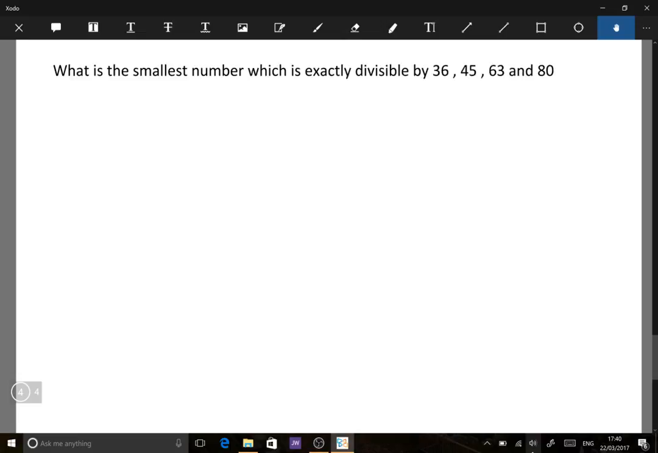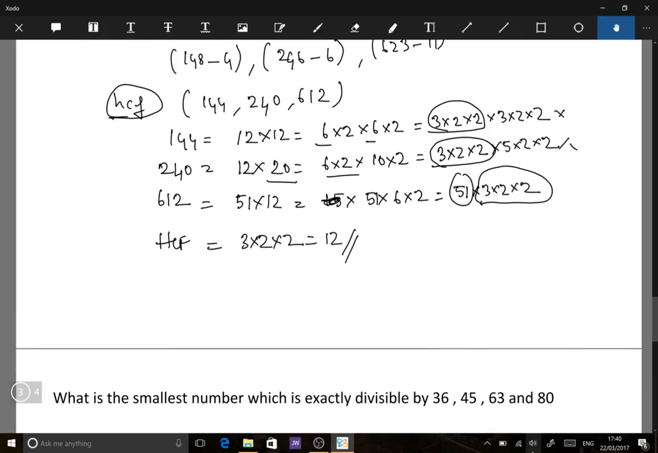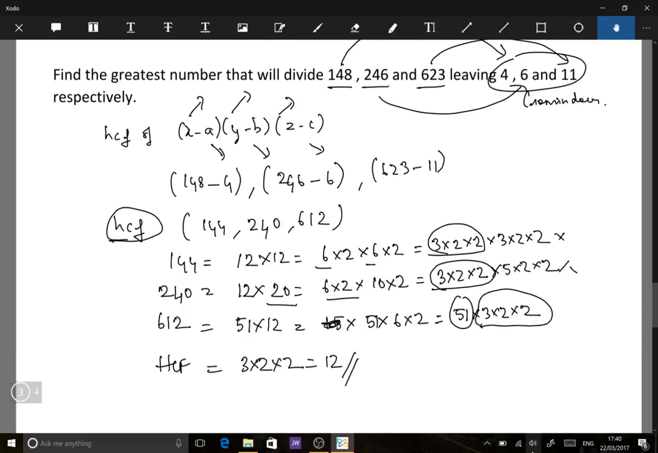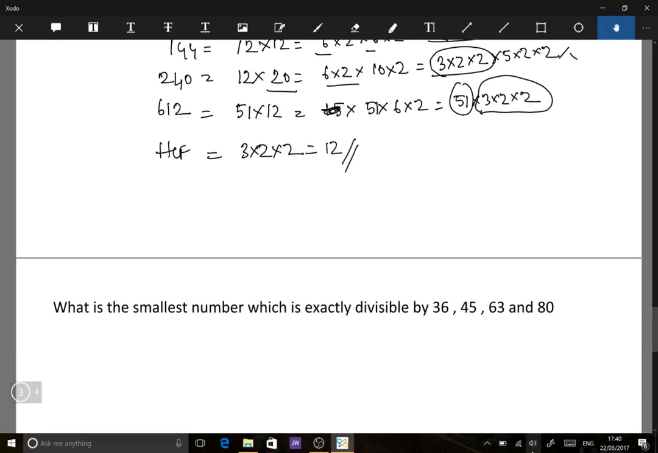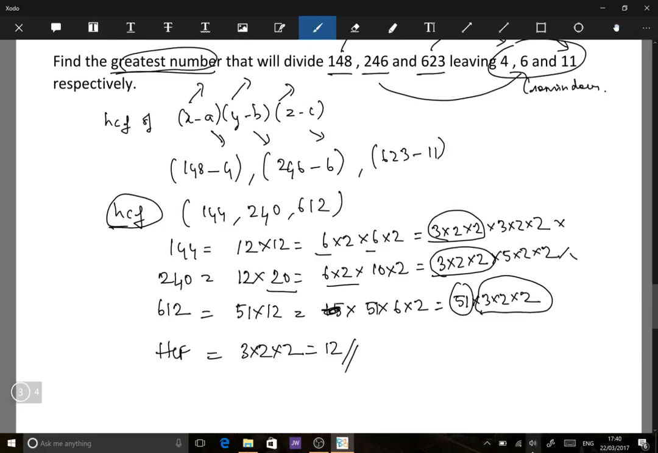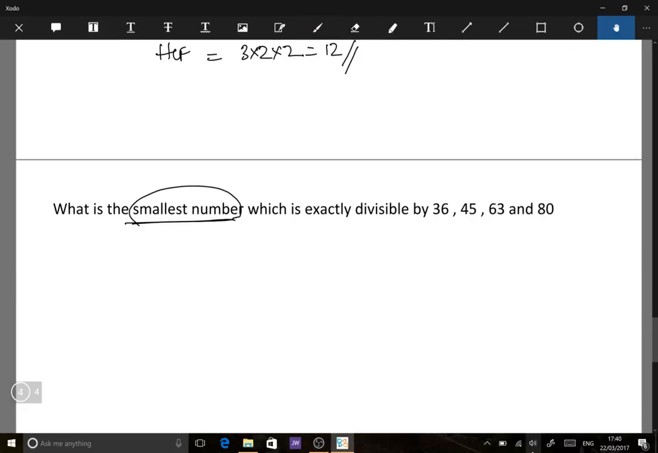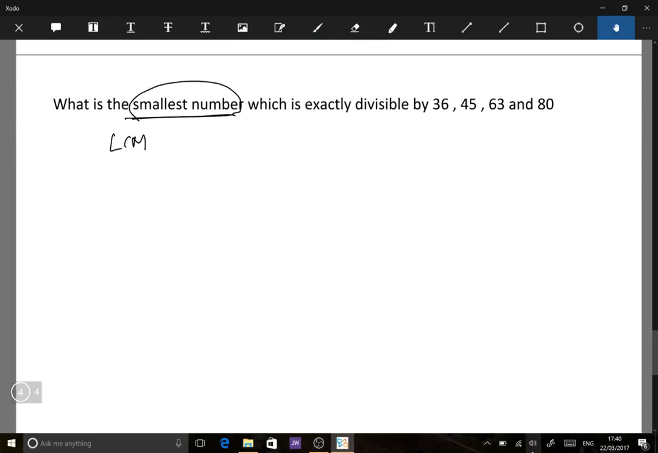So now we go for the last one. What is the smallest number which is exactly divisible by 36, 45, 63 and 80? It is somewhat similar to the previous question. There it was the greatest number; here we are going to find the smallest number. For the greatest number we got the formula based on HCF, so vice versa, for the smallest number we should follow the LCM, which is nothing but the LCM of all the four numbers.